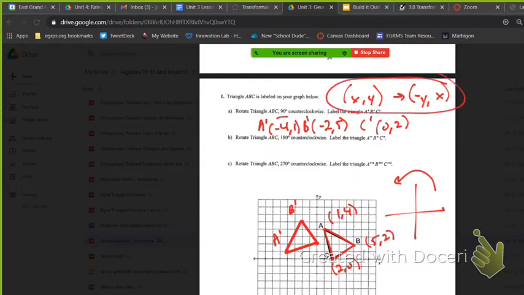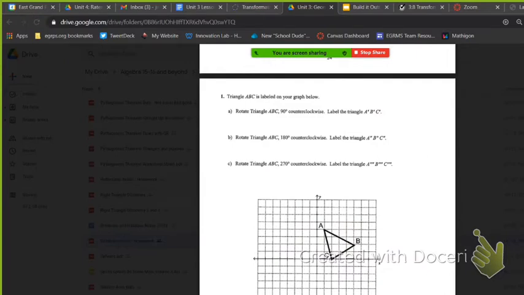So next we're going to work on the 180 from the original. Okay, I'm going to change. Uh-oh. I just got rid of that. My bad. So now we're going to do 180 from the original. Let me give you the original points again. I had 1, 4, 2, 0, and 5, 2. So 180 from the original, and I'm going to call this one A double prime, B double prime, and C double prime.